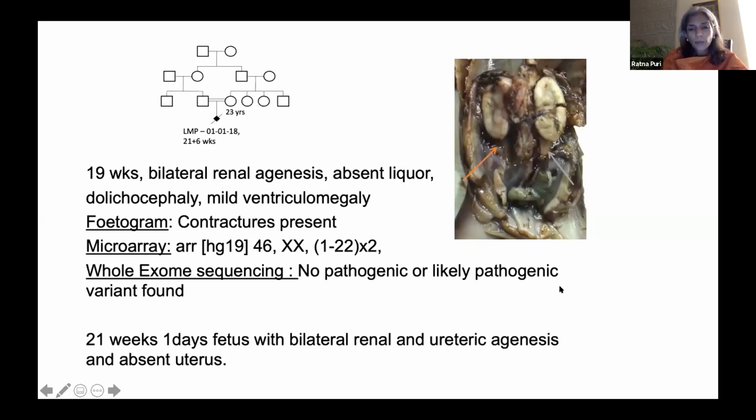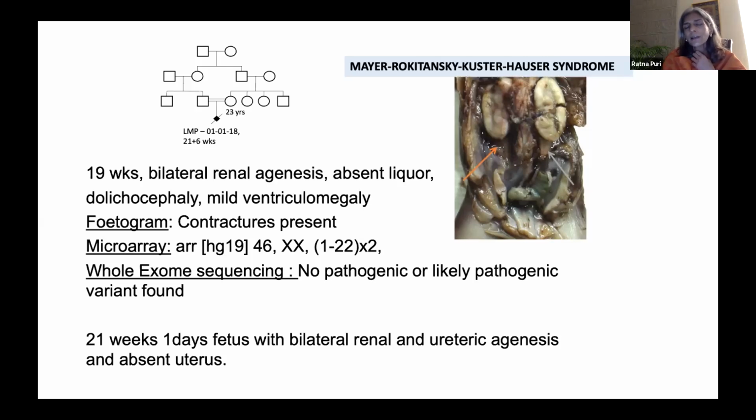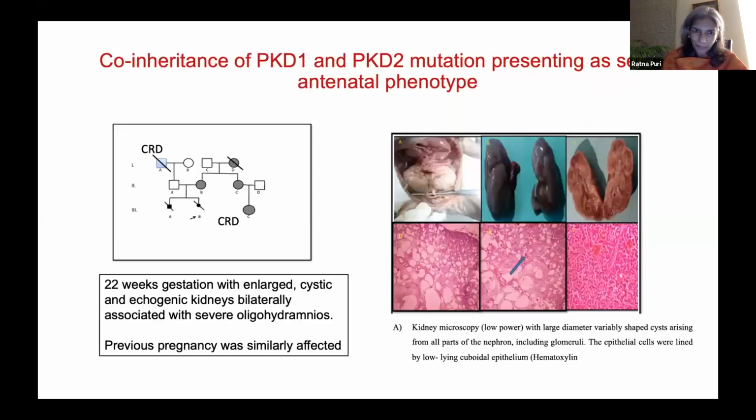But when we saw the fetus, we realized that there was renal agenesis, the ureters were not seen, the uterus was absent. So this was actually a Mayer-Rokitansky syndrome, which is not because of a mutation in a gene. It's a sporadic occurrence. And so here the risk of recurrence is also negligible.